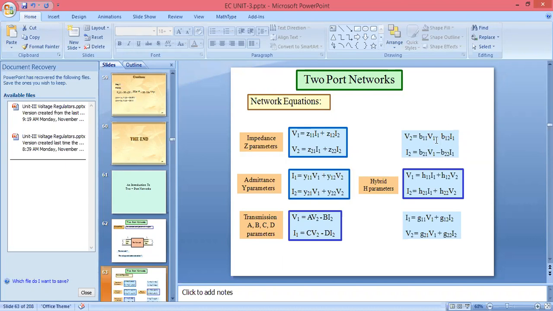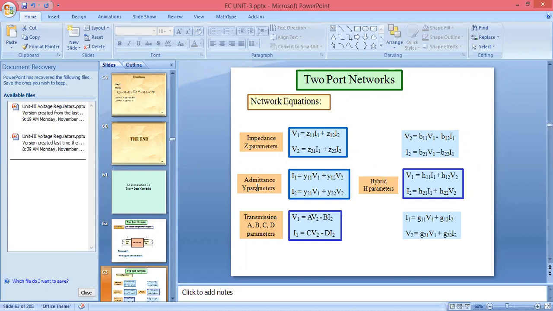Then what we are saying, if the voltage across the input and the current flowing through the output port, or port 2, are working as dependent variables, at that time also we can say this parameter is the hybrid parameter, the H parameter.